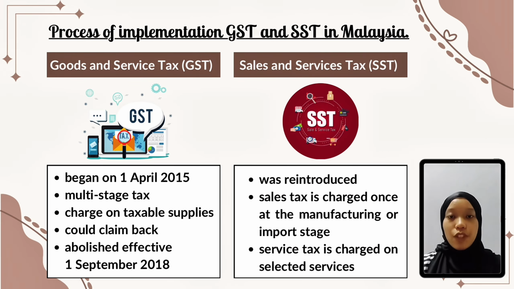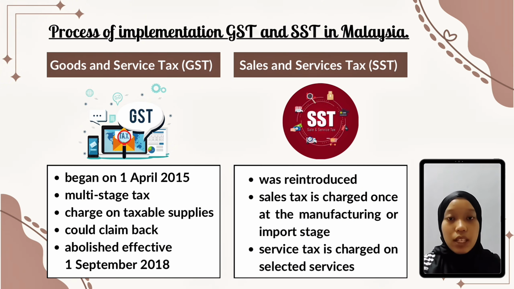The implementation of the Goods and Services Tax in Malaysia began on 1st April 2015 at the standard rate of 6%, replacing the Sales and Services Tax system. GST was a multi-stage tax levied on value added at each level of the supply chain. Registered businesses were required to charge GST on taxable supplies and could claim back input tax on business-related purchases. The system was supported by a digital infrastructure for registration, filing, and refund purposes.